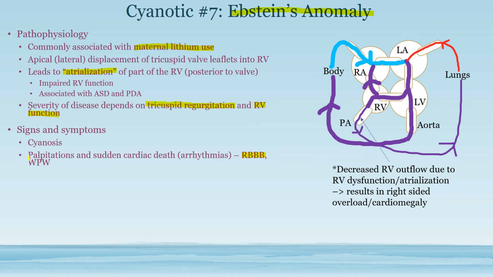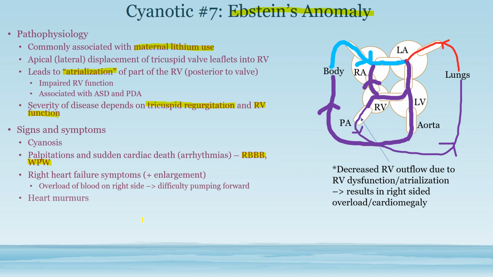So you get right bundle branch block and Wolff-Parkinson-White because of these different electrical abnormalities. You also get right heart failure symptoms plus enlargement. We said so because of the tricuspid regurgitation, the right ventricle is going to be getting larger and larger, trying to pump forward and backward. That's why you can get heart failure.